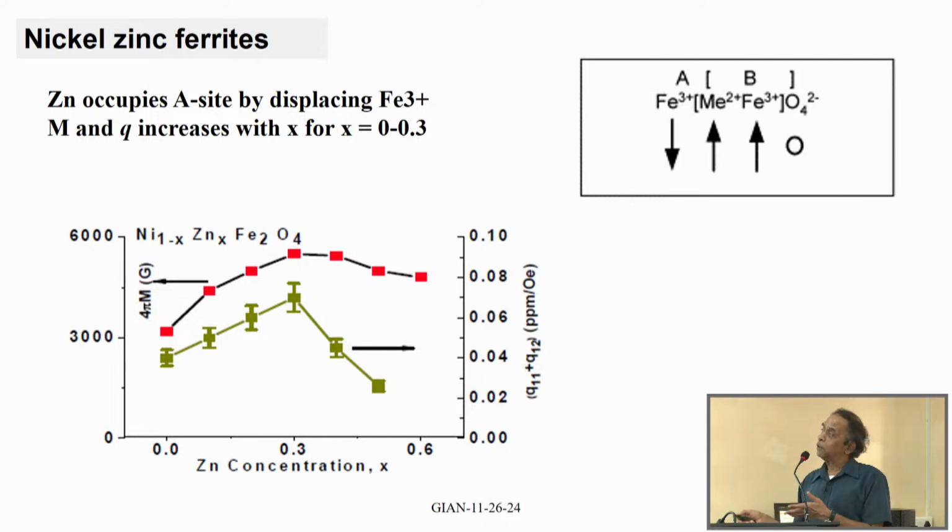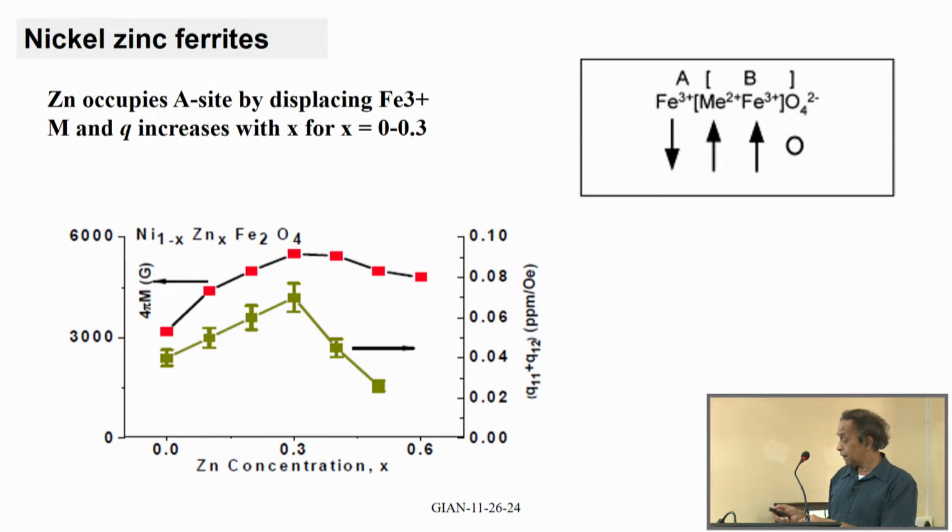So this one shows what happens to the magnetostriction and the magnetization when you substitute zinc in nickel ferrite or cobalt ferrite and so on. When you substitute zinc, it goes to the tetrahedral side, so it displaces some of the trivalent iron from tetrahedral to octahedral. So there is a net increase in the magnetization for a small amount of zinc substitution.